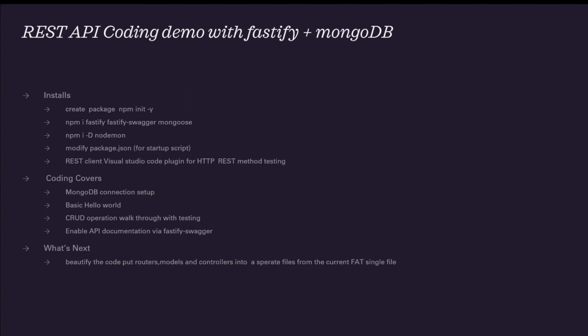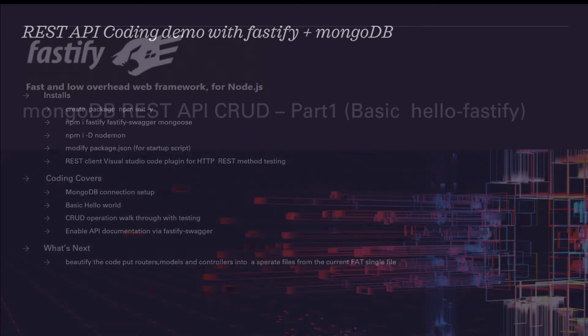As per the code, I will explain how we make a MongoDB connection setup, the basic hello world, then CRUD operations with testing, and finally I'll show you how to enable API documentation, wherein you can see the beautiful Swagger documentation. The entire code is structured in a single file. What is next? For example, you can beautify this code and put routers, models, and controllers into separate files from the current file. Okay, let's get into today's demo.